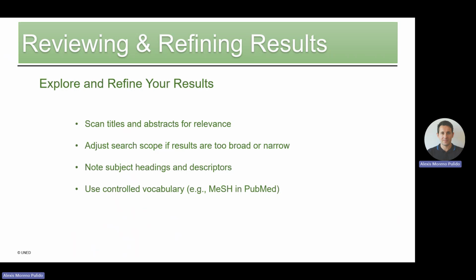Exploring results and refining the search. Once you run a search, you will need to sift through the results. Start by scanning titles and abstracts to identify which items are worth a closer look. If you find too many irrelevant results, consider refining your search strategy. For example, add another concept with "and" or use more specific terms. If you get too few results, you might need to broaden your terms or remove some filters.